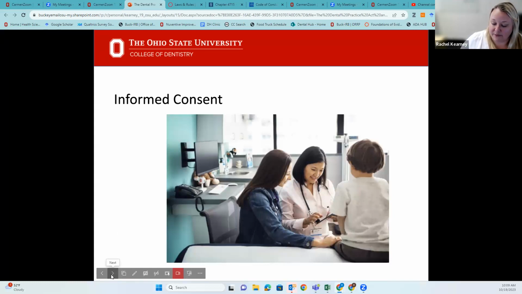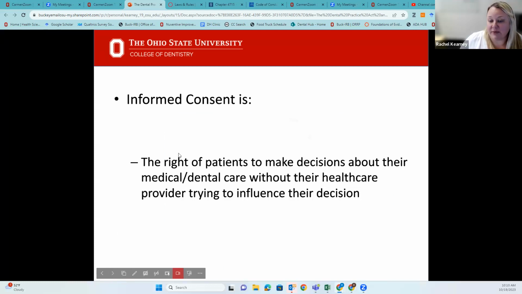Patients have the right to be informed and to consent. So the definition of informed consent is the right of patients to make decisions about their medical and dental care without their healthcare provider trying to influence their decision. And so that's the general definition. You would need to know this. So if I said informed consent is, and I gave you some choices, you should be able to pick this choice out. So make sure you star this one and know what informed consent is.